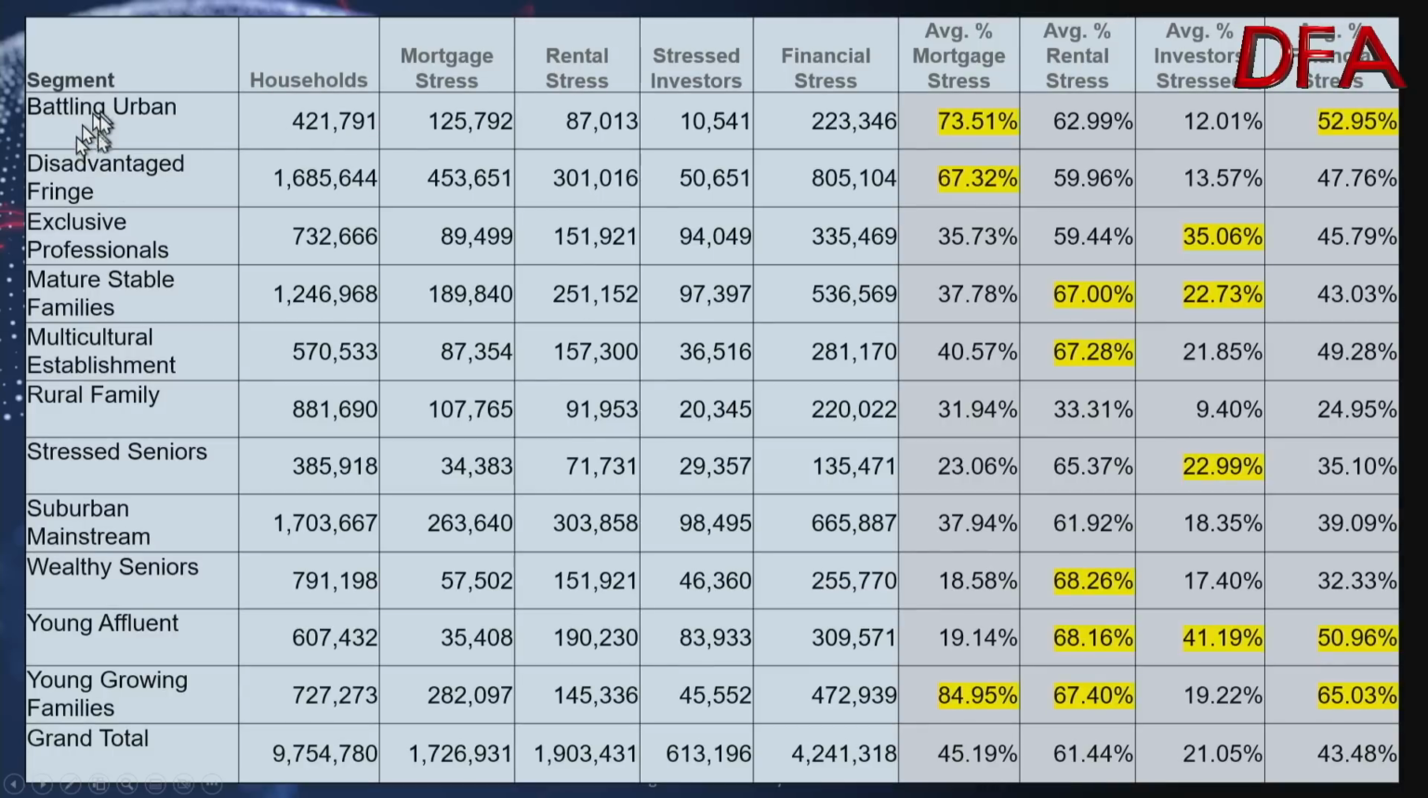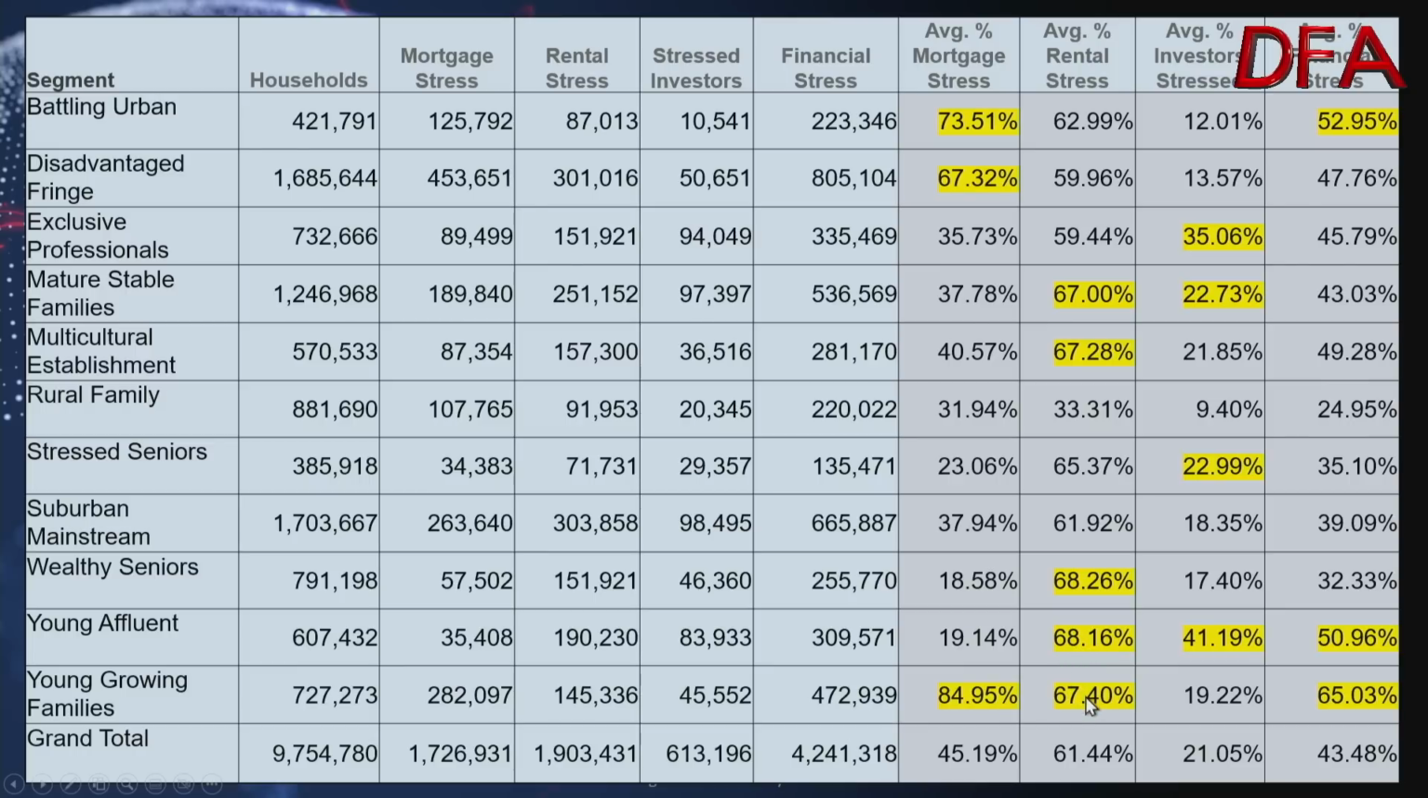Here's the segment data, and I won't go into this in a huge amount of detail, but just to highlight that mortgage stress is highest amongst young growing families, including a lot of first-time buyers, at 84%. It's also high on the urban fringe and in the battling urban groups at 73% and 67%. A little lower in some other dimensions. Rental stress, of course, is highest amongst the first-generation Australians, what I call the multicultural establishment, and also some older households who are long-term renters, as well as some wealthy seniors and young affluents and some young growing families, so it's quite widely spread.